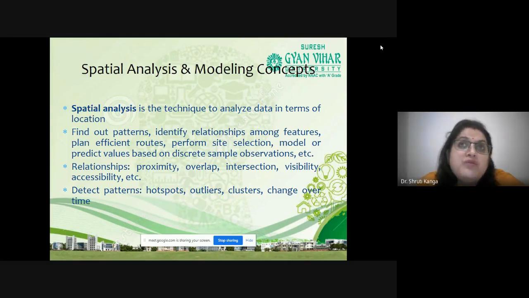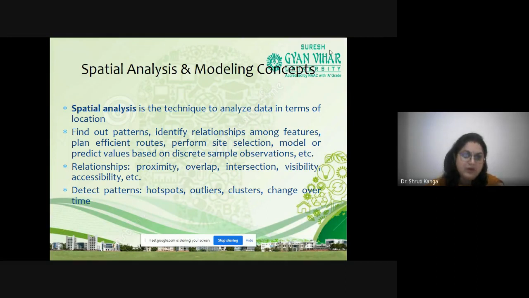Then we can also perform different kinds of site selection, related to the potential site location of water resources, or habitat suitability. These kinds of things we can perform. We can also model or predict the values based on discrete sample observations, etc. So these are a few things which we can easily find out with the help of spatial analysis and modeling: identification of different patterns, identification of relationships among features, planning of different routes, potential site selections, and predictions of values based on different data samples.